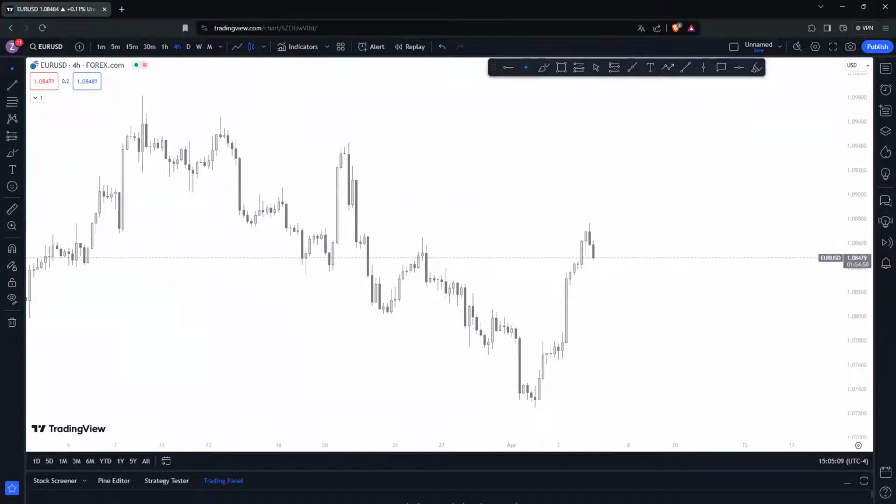For EUR/USD, we're going to use basically engulfings, but in an advanced way. I'm going to be explaining what an engulfing is first.